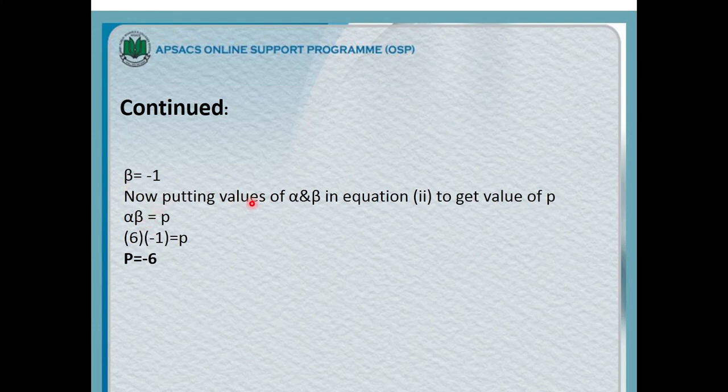Now putting the values of alpha and beta in equation number 2 to get the value of p. So the equation was alpha beta is equal to p. By putting these two values we get p is equal to minus 6, and this was the required unknown value.